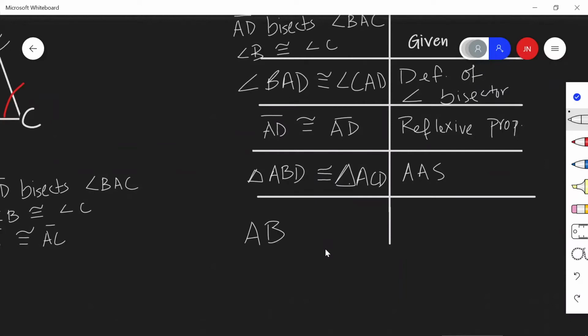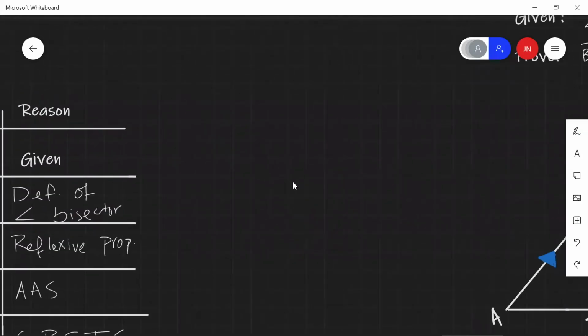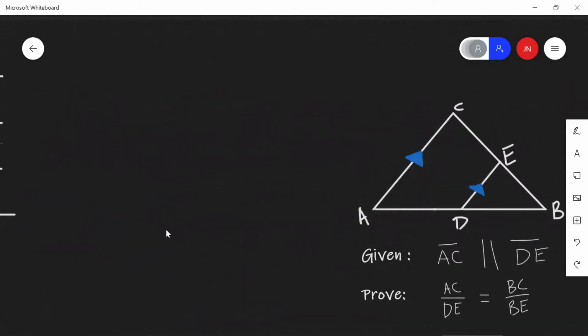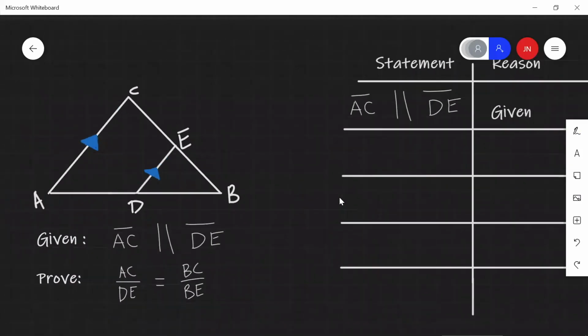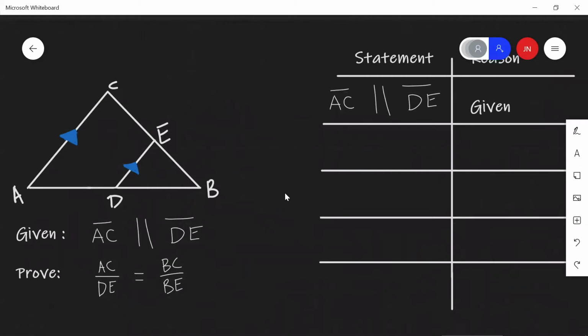So segment AB is congruent with segment AC by the corresponding parts of congruent triangles are congruent. So CPCTC, that's just an abbreviation for what we just mentioned. The corresponding parts of congruent triangles are congruent. I like to remember that with something like cracker, peanut butter, tuna, cracker. That's just something I like. But any way that you can memorize it is the best. It's one of the most usable postulates here.